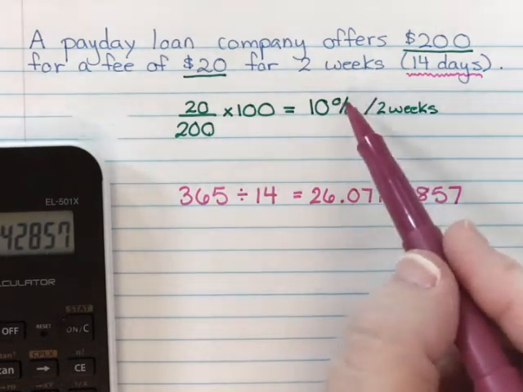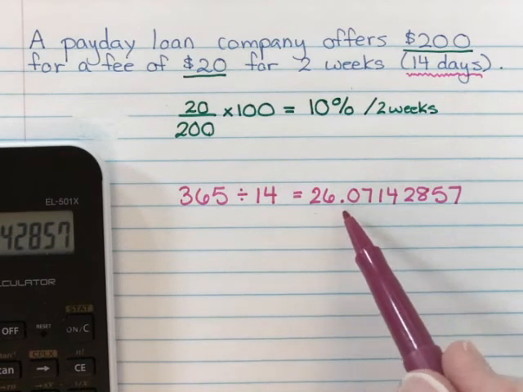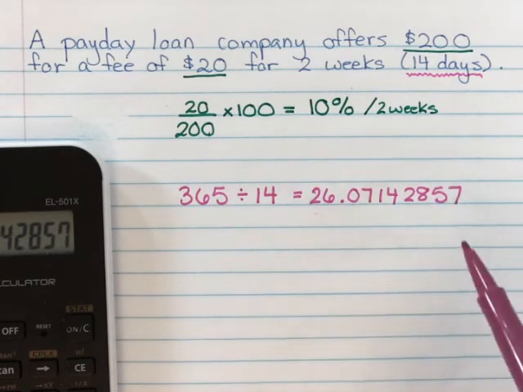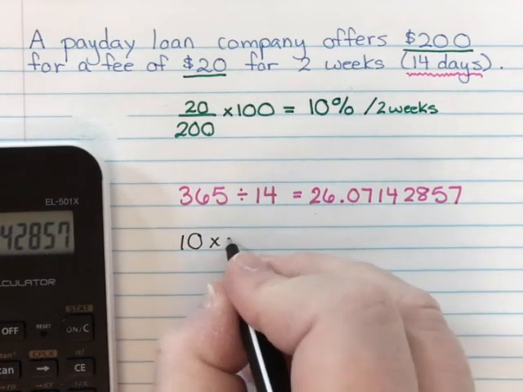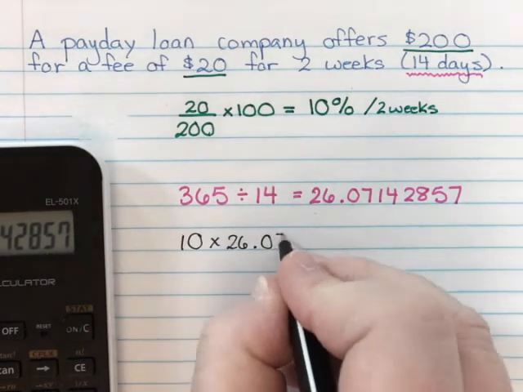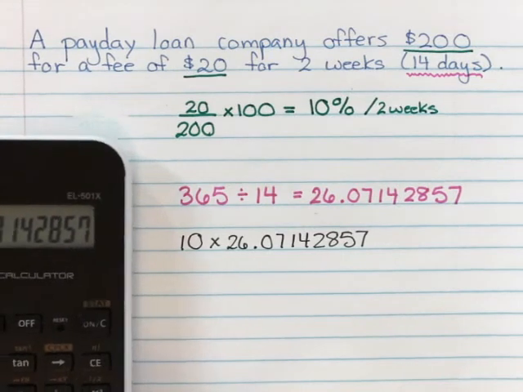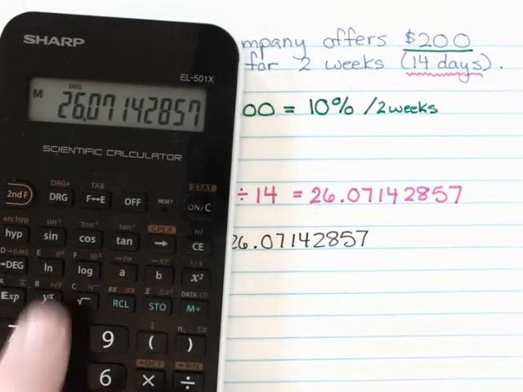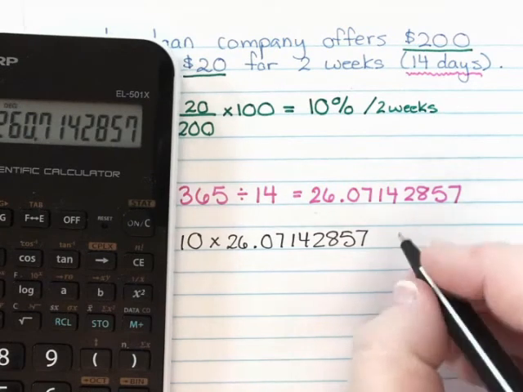So I know that this is 10% for 2 weeks. And there are going to be 26.07 2-week periods. So I'm going to take these two numbers and multiply them together. So I'm going to take 10 times 26.0714287, and I'm going to multiply those together. I already have this number on my calculator. I'm just going to multiply it by 10, and I get 260.